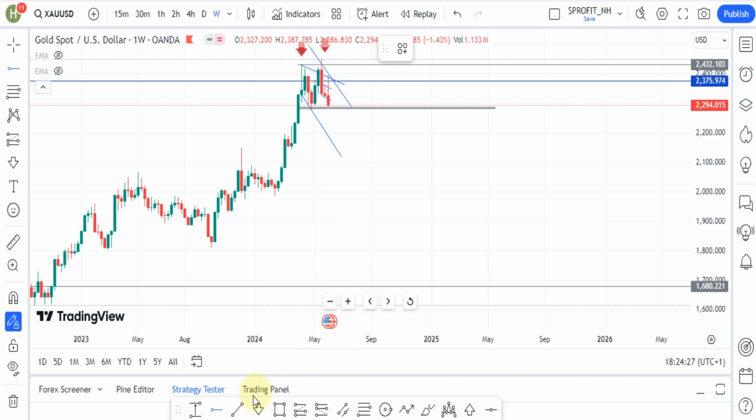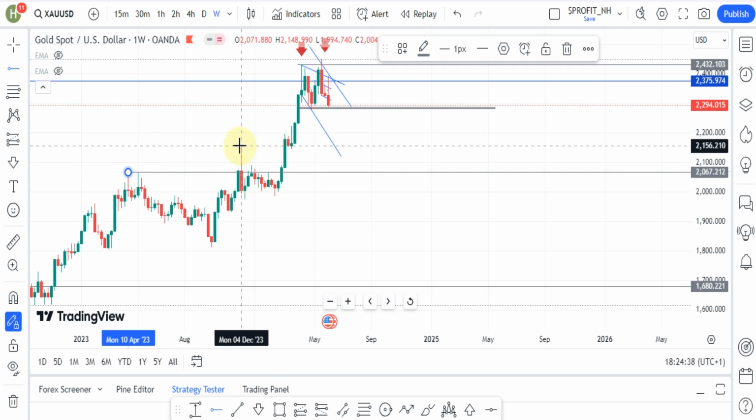Maybe I'll just mark some of my key areas that I'm looking at from this weekly time frame. Then I'll go down to the daily time frame and we try to see how these structures are looking there. So these are the key areas that I'll be looking at.